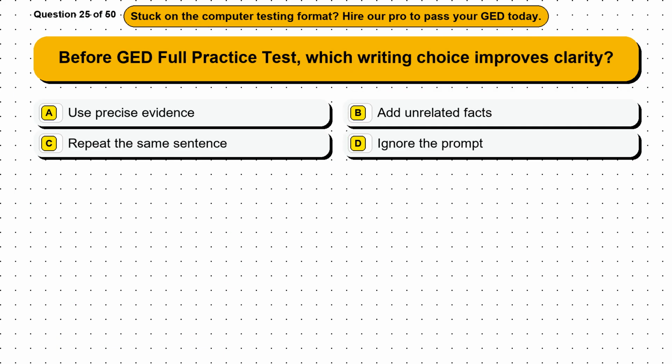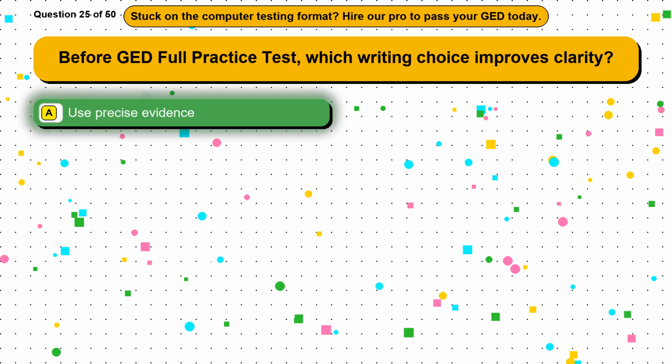Question 25. Before GED Full Practice Test, which writing choice improves clarity? Option A, use precise evidence. Option B, add unrelated facts. Option C, repeat the same sentence. Option D, ignore the prompt. The correct answer is option A.